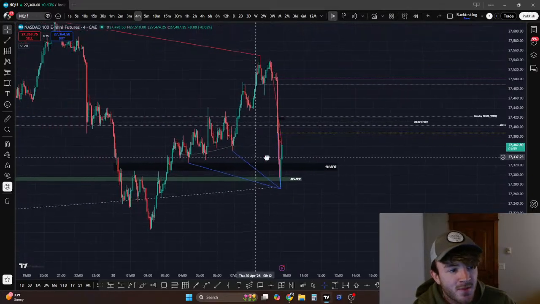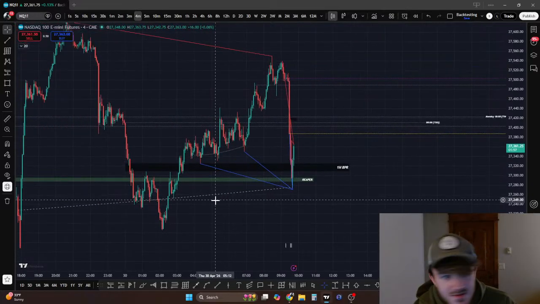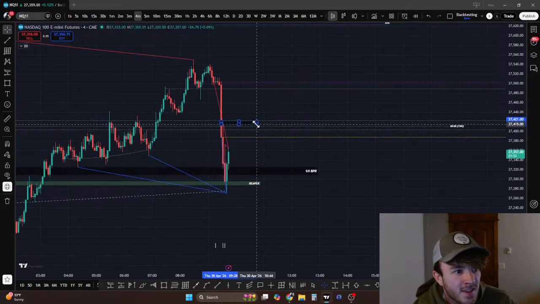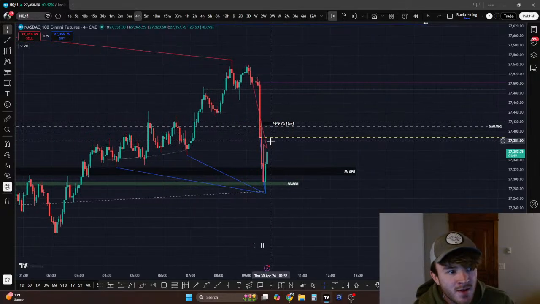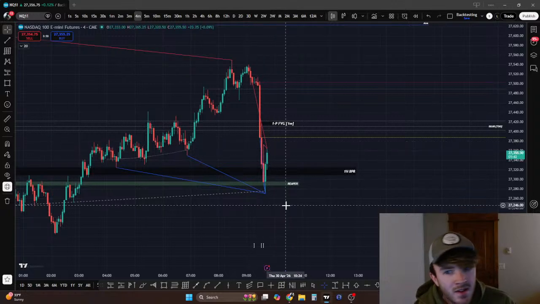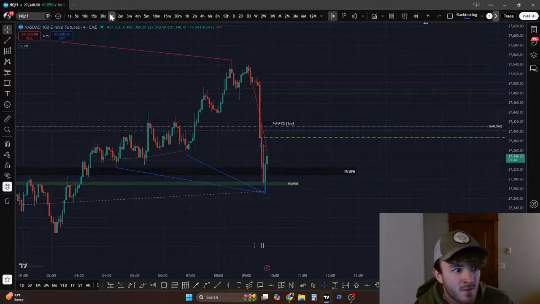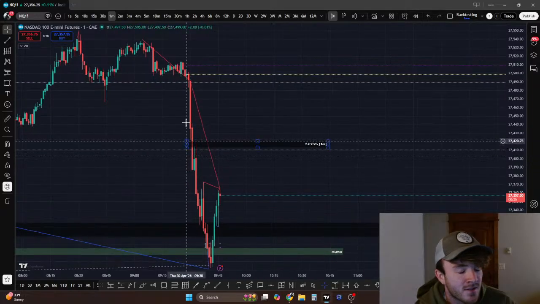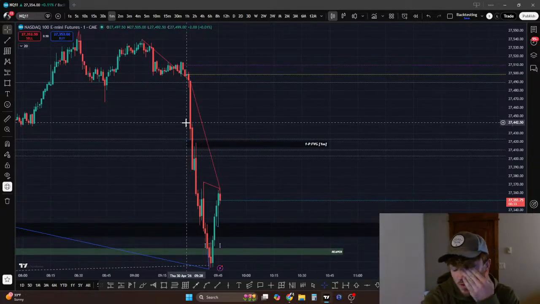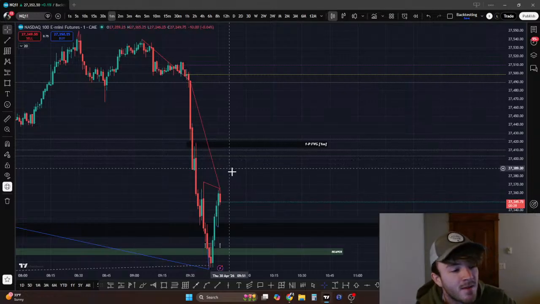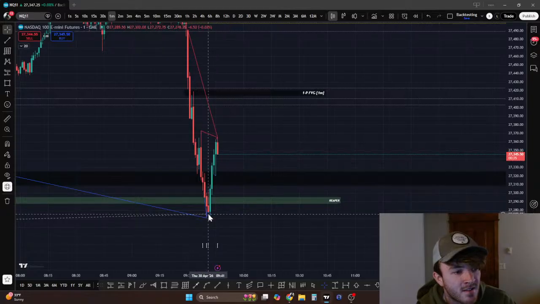Are we gonna get a V-shaped recovery off of this? That'd be insane. Surely we're not gonna get a trade until, I think, 11. I think that there's not gonna be longs until 11 a.m. So I guess I'm gonna watch the first presented fair value gap and see if we get shorts off of it. I don't think we're gonna get longs till 11. Maybe best case scenario 10.